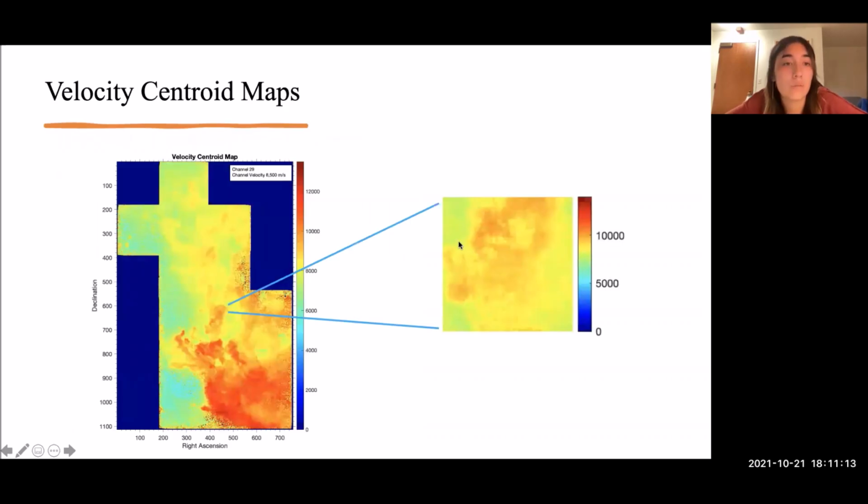And here's an example of what the velocity centroid map ends up looking like. It is pretty similar looking to the channel velocity map, except here we are mapping velocity centroid instead of the intensity.